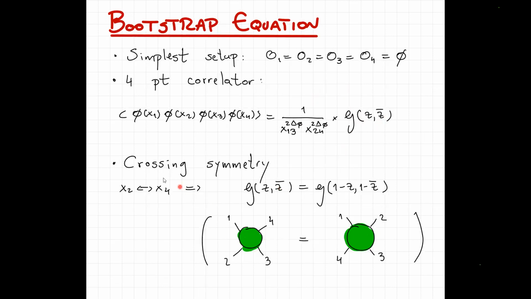So in this context, crossing symmetry, what is it? Crossing symmetry is basically Bose symmetry. It means that you can swap around the positions of these fields. So if you swap fields 2 with 4, I have to get the same correlation function by Bose symmetry. And in terms of this function g, it just means that z goes to 1 minus z, and the same thing for z bar. So this is the statement that the four-point function should be invariant when I swap particles 2 with 4.